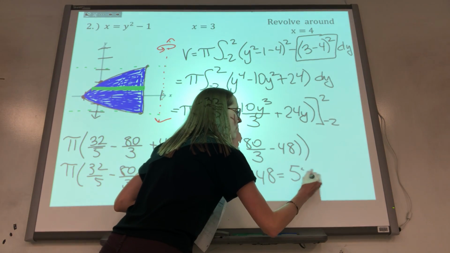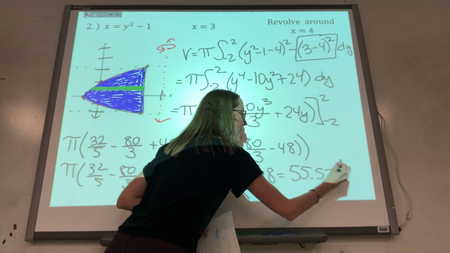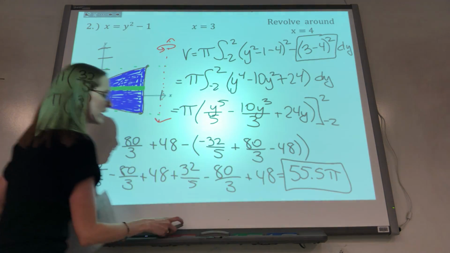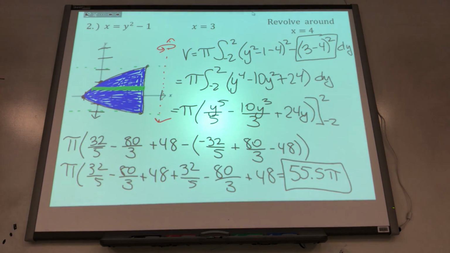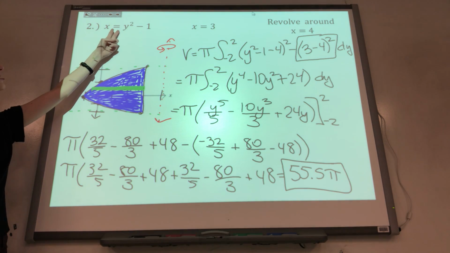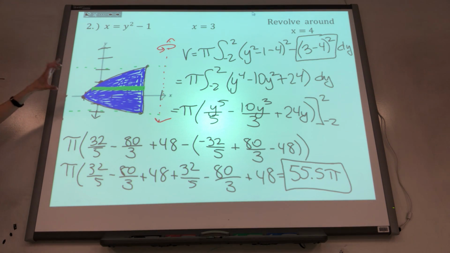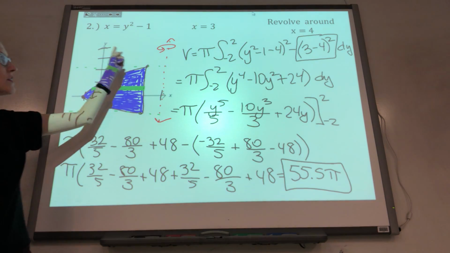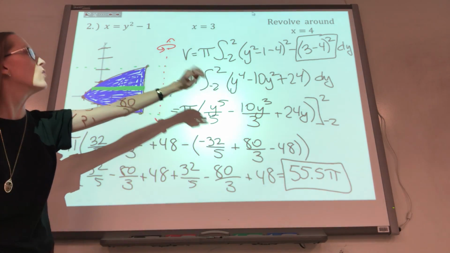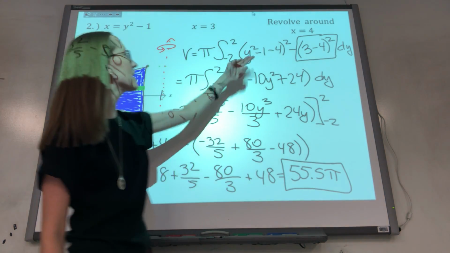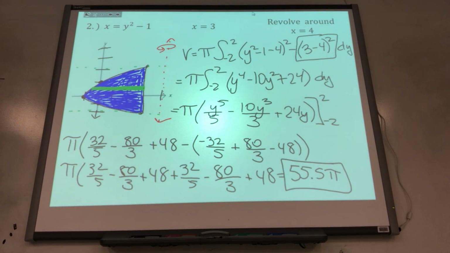And it should be like a 55.5 pi, just rounded off to 1 decimal place. 55.5 pi. Alrighty. The only reason we solved that for y earlier was to get it graphed. I was integrating with respect to y, so that's why we went back and used the y squared minus 1. Any questions about example 2?